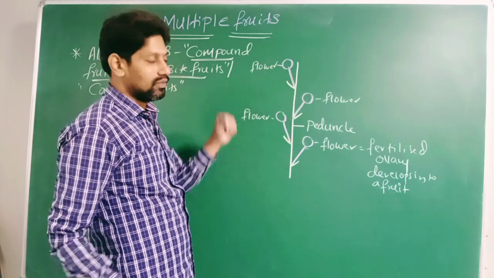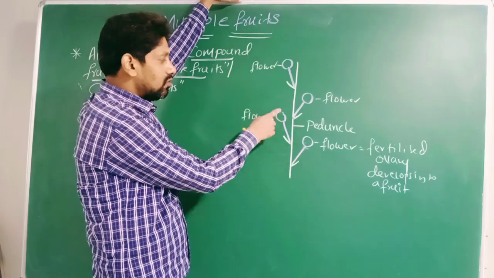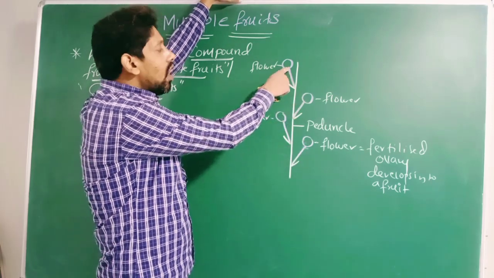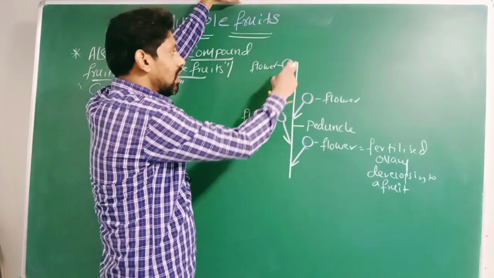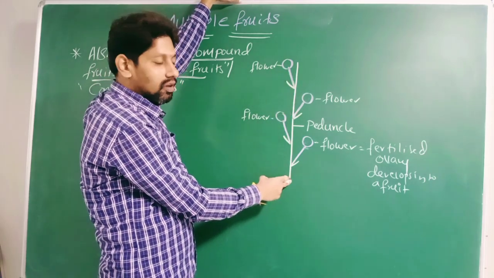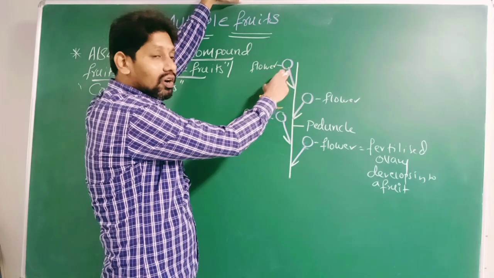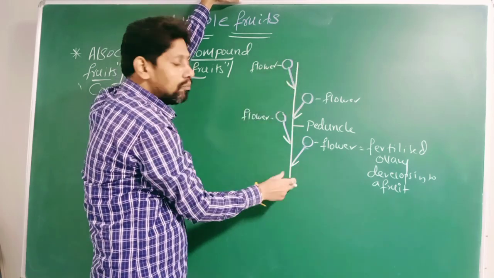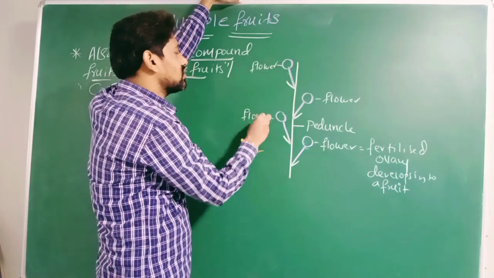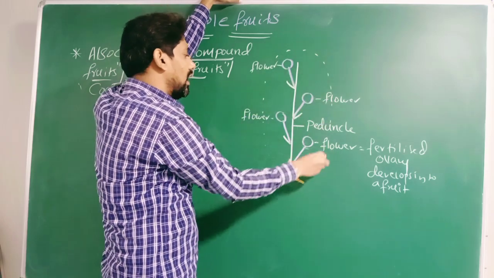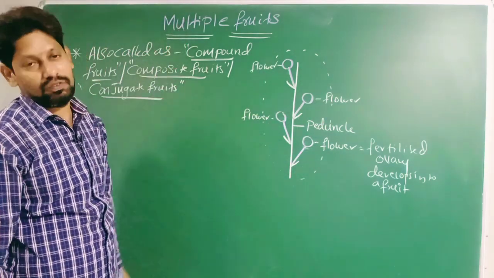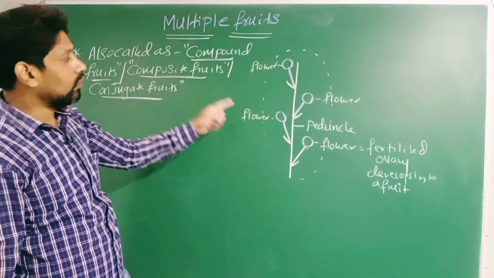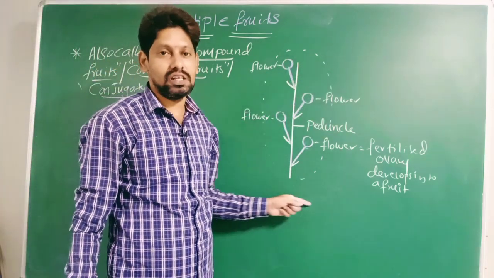Different flowers. From here one fruit is formed, from here one fruit, from here one fruit. All these fruits are closely associated on the peduncle and form a single fruit. That fruit is called a multiple fruit. Therefore, a multiple fruit is developed from a complete inflorescence.